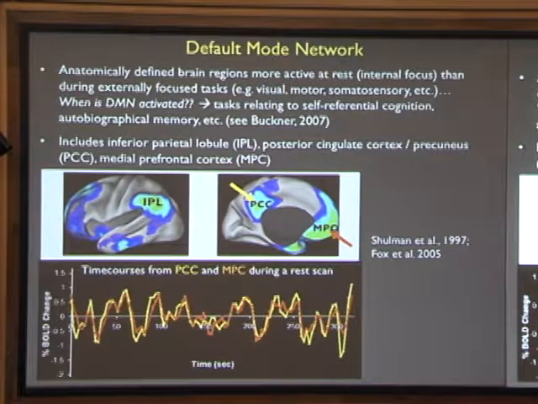And here's the fMRI signal. The yellow is in the posterior cingulate cortex, and the orange is from the medial prefrontal cortex. You can see it's almost right on top of itself. Very strong correlation between these two brain regions in a resting state.